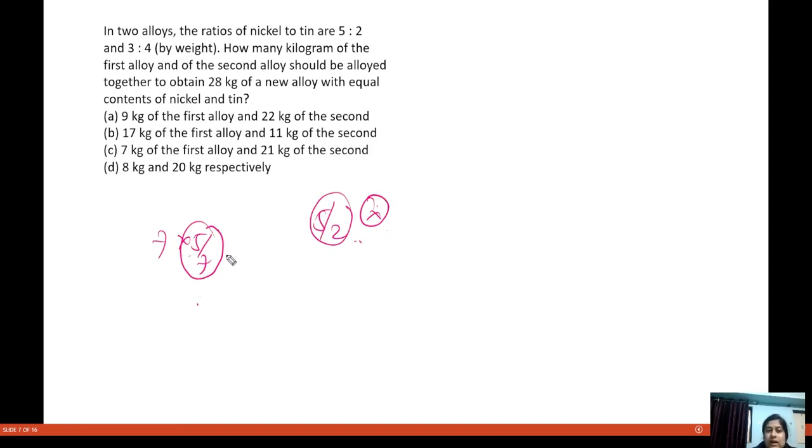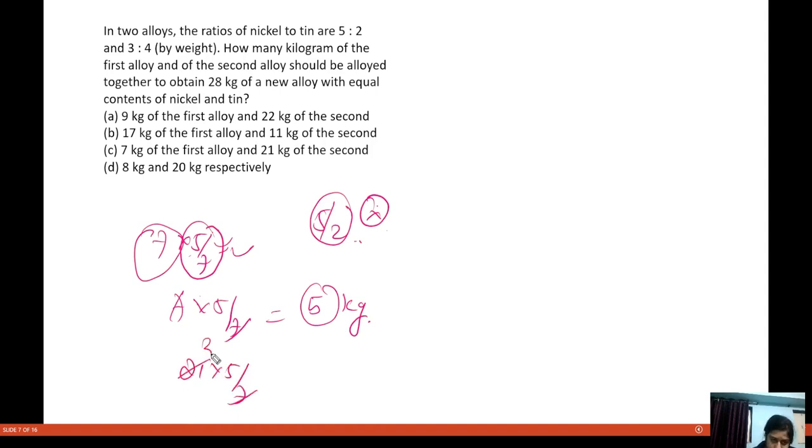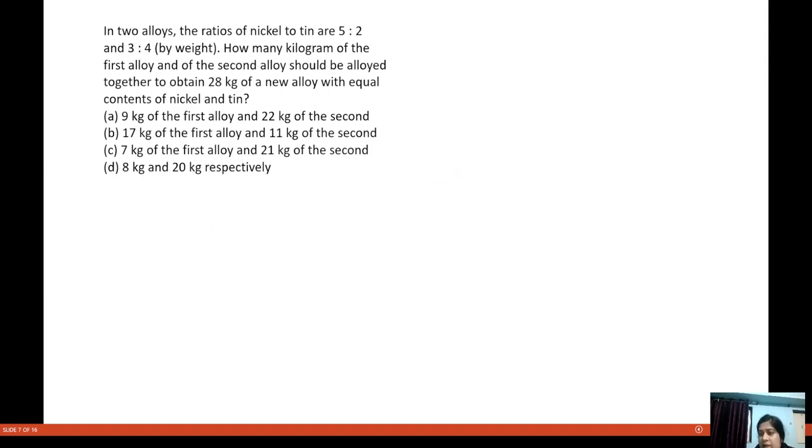So when you have to take out from a certain amount, which amount will be available as nickel or tin, definitely 7 into 5 by 7 you will do. So you will have 5 kg from here, and 21 into 3 by 7, so this will be 9 kg from here. That makes 14 kg, and that is what we are looking for. See, you can use your brain in n number of ways, but this is the easiest method which I found out, so I am telling you this.